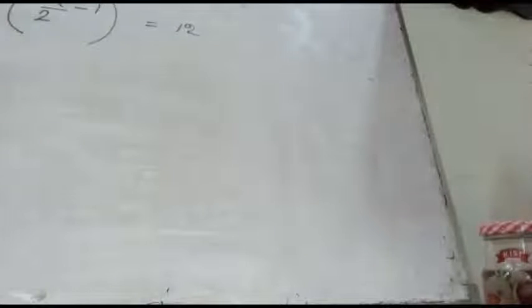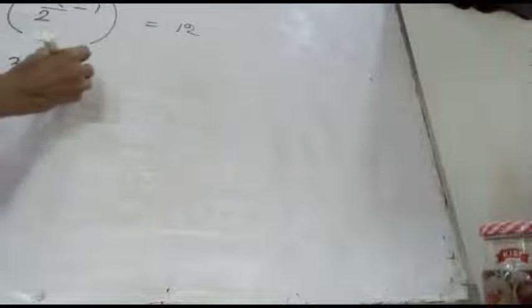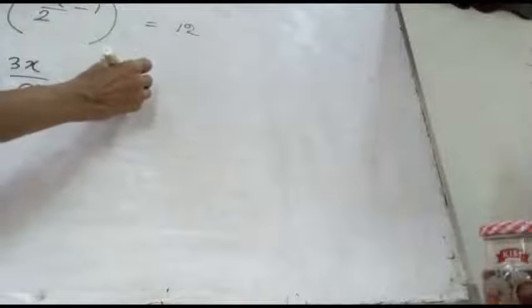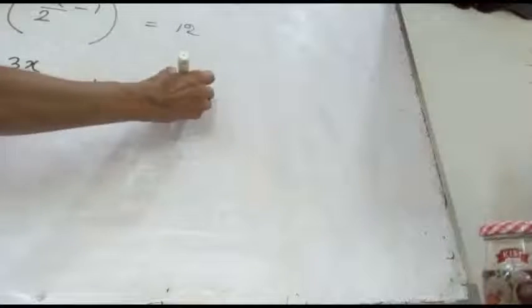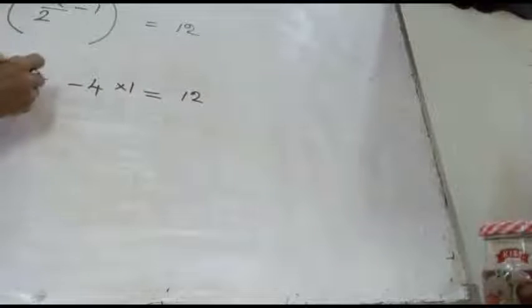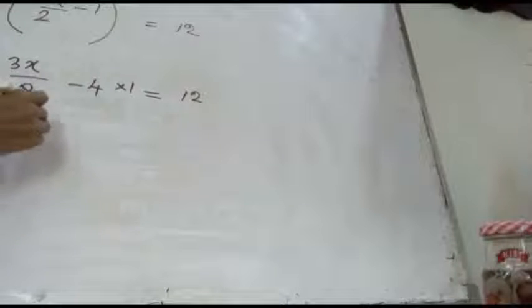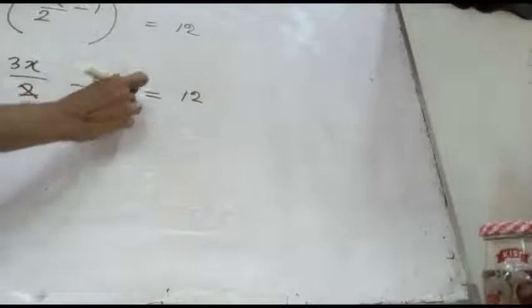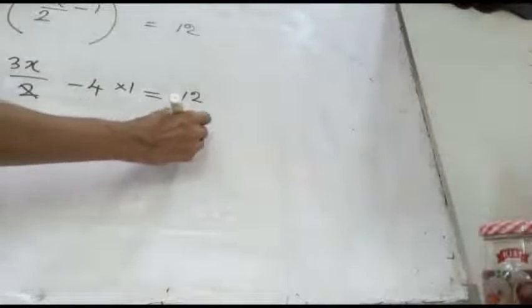We can find the answer with two methods. First we do this. All the terms in the bracket are multiplied by 4. 4 multiplied by 3x/2, subtract 1 multiplied by 4, is equal to 8. 4 divided by 2 is 2, times 3x is 6x. Subtract 4 times 1 is 4, equal to 8.